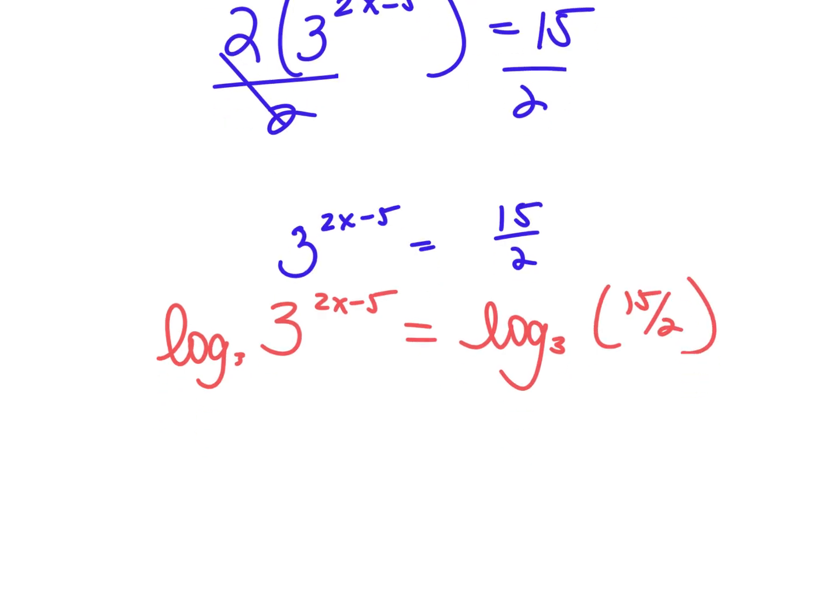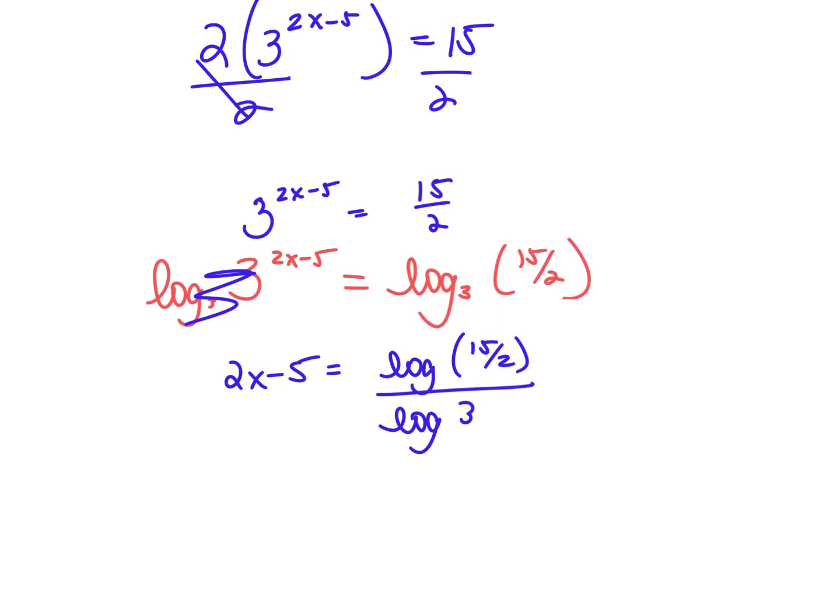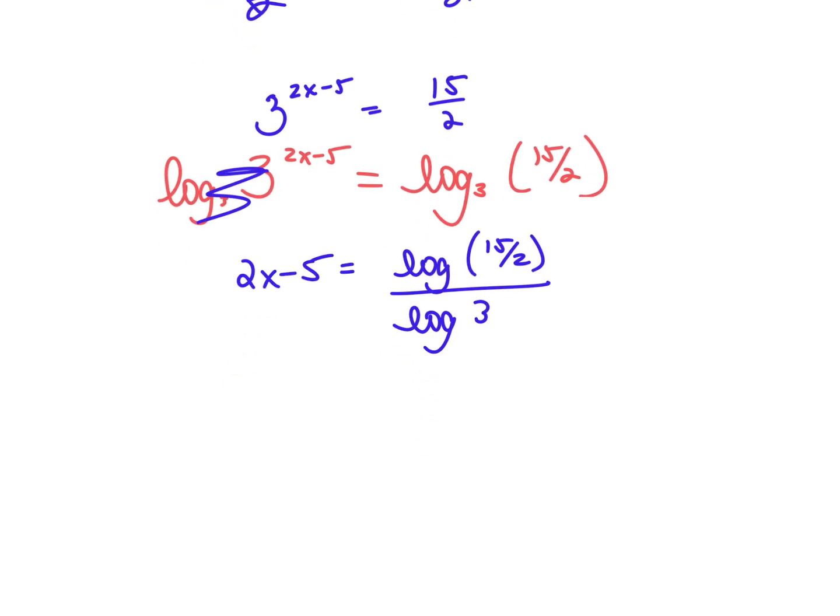So on the left, guys, what happens with log little 3, big 3? They cancel. So you have 2x minus 5. And then in your calculator, how would this look? Log of 15 over 2 divided by log 3. Again, some of your calculators have the change of base formula in it. Some of them don't. But now you're going to get a wonky decimal. Don't truncate it to 1 decimal place. Give me at least 3. Log of 15 over 2, 1.834. So 1.834. You guys agree?